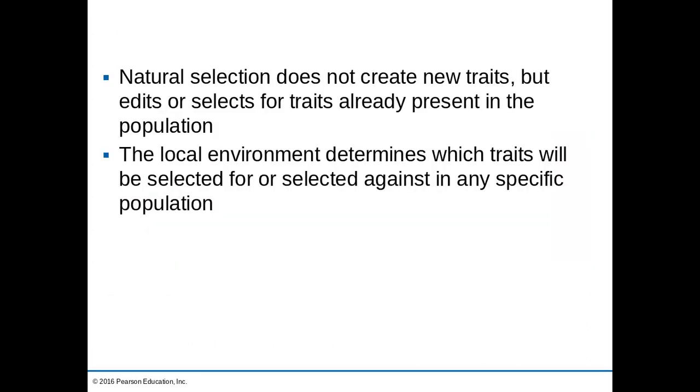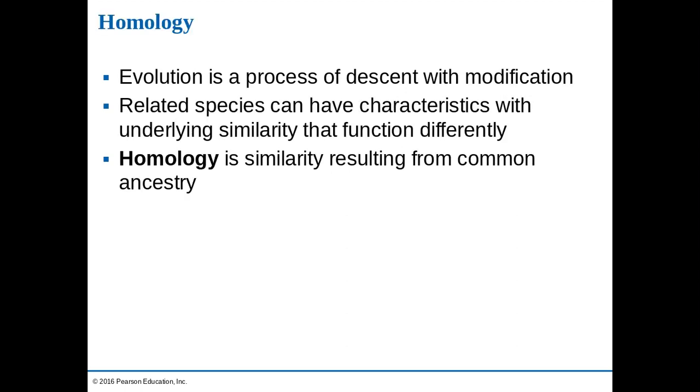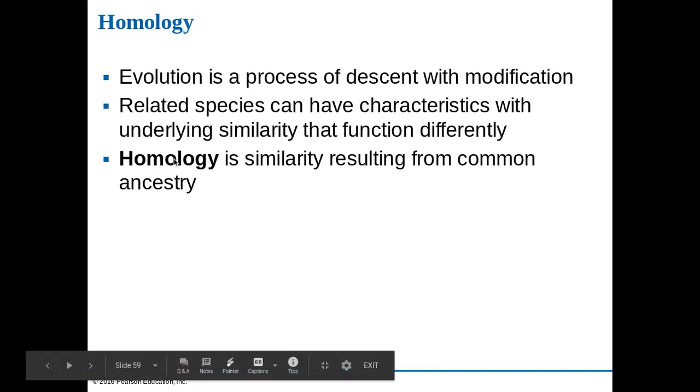Once again, this is a reminder that natural selection doesn't create new traits, but selects on traits that are already present in the population. And the environment that those organisms are in will determine what traits are selected for or against. The second piece of evidence is known as homology. Homo is a root that means similar. So homology is basically where we observe similar characteristics in related species that may have different functions, but we know that their similarity results from a common ancestor.